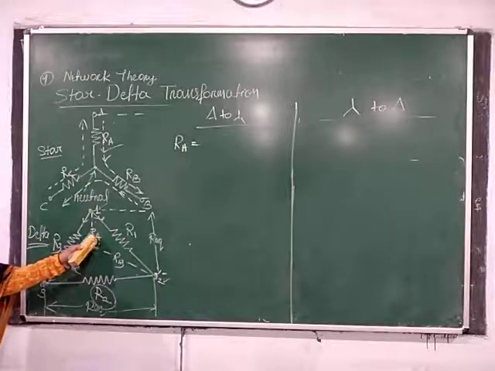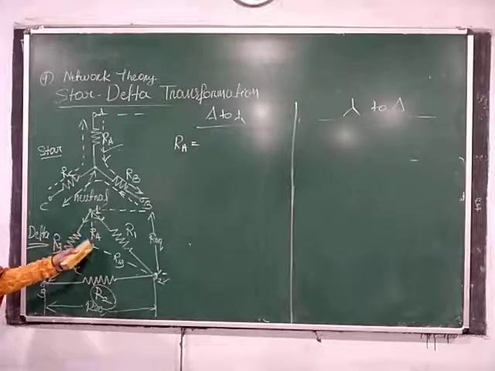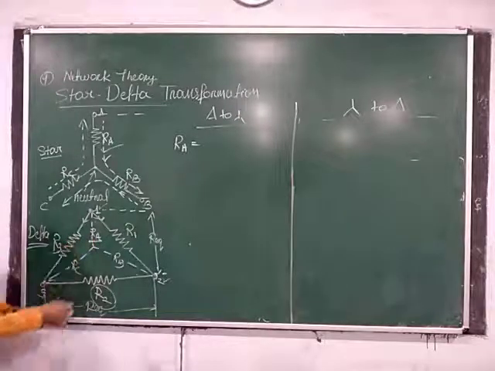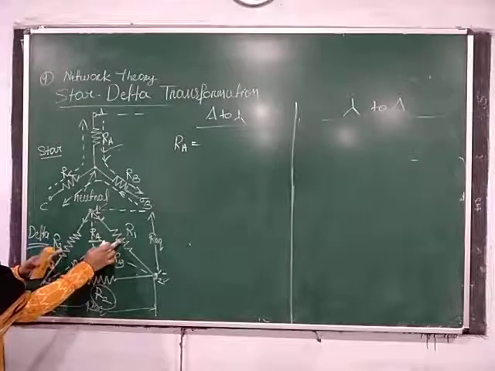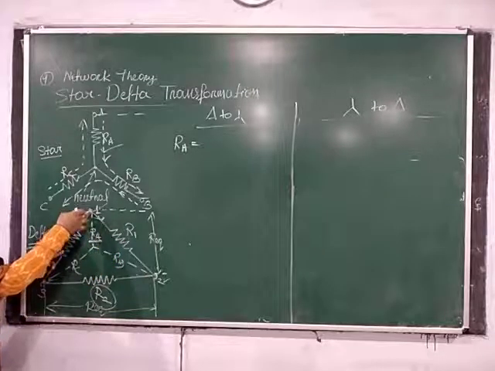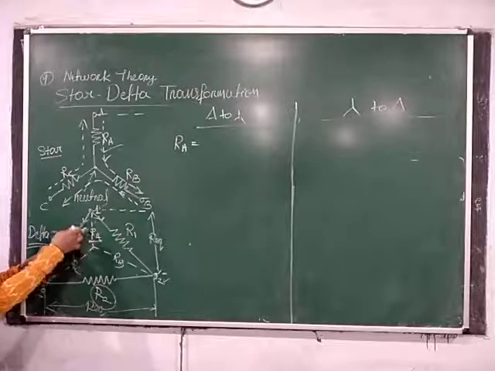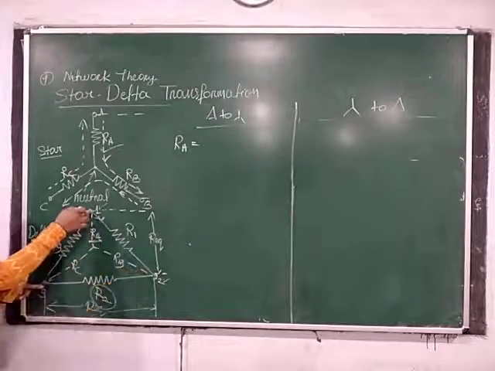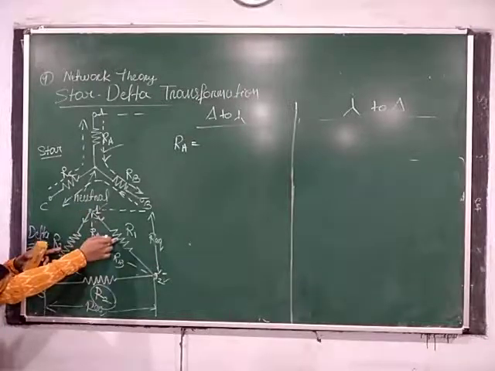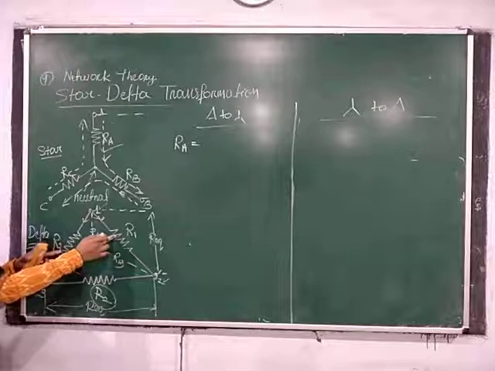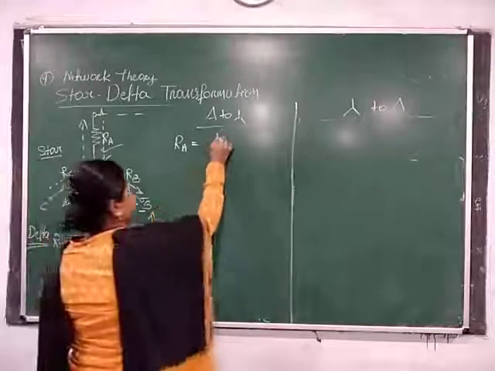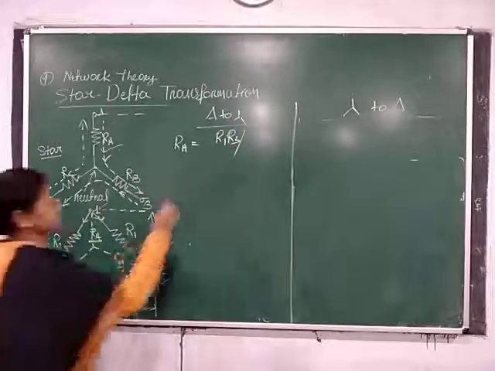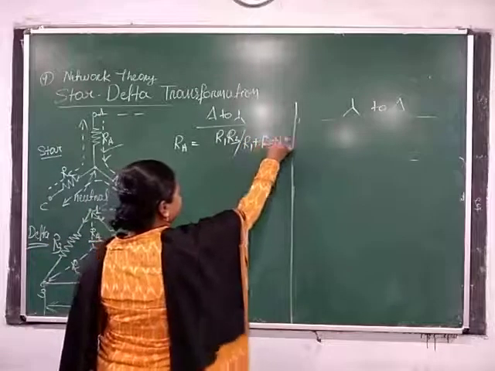RA means, when we convert delta into star, what will be the value of RA. This RA is equal to the multiplication of the delta resistances connected to the point where the star branch is connected. It means RA, with the branch of delta, when we convert it into star, this star branch is connected between which two adjacent delta branches, the product of those resistances, R1 into R3, divided by the addition of the delta resistances R1 plus R2 plus R3.